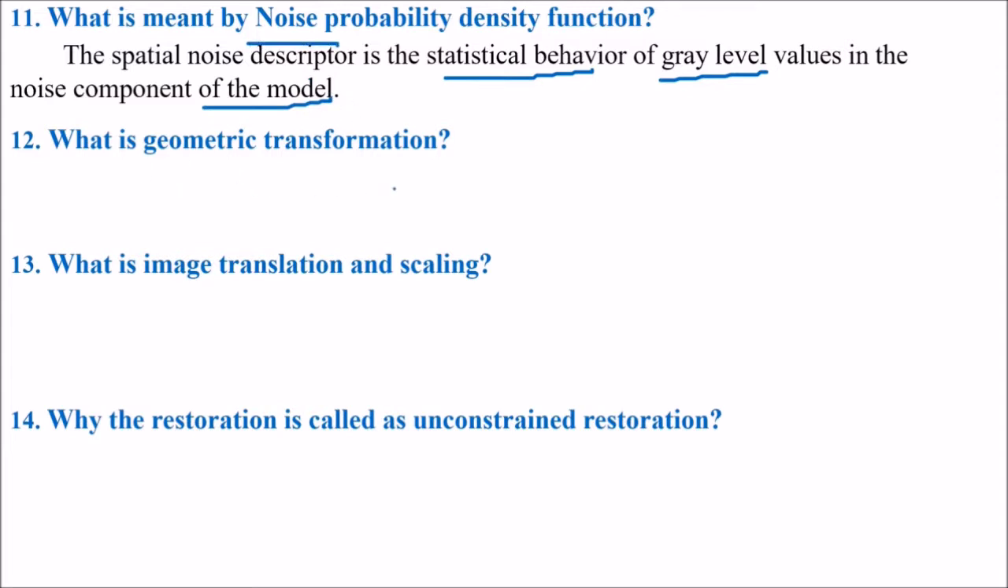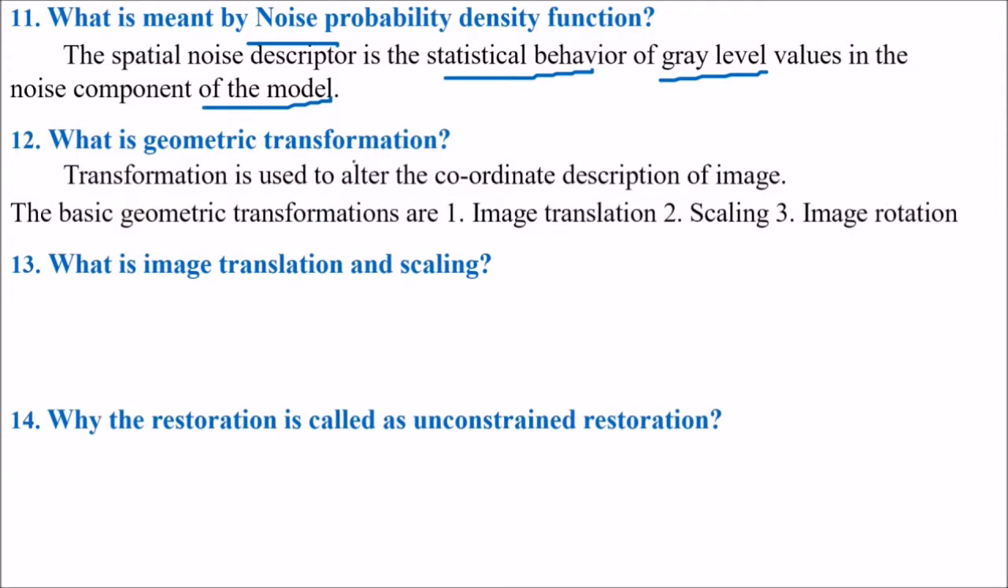What is geometric transformation? Transformation which is used to alter the coordinate description of an image. So we have certain geometric transformations with which we are altering the coordinate description of the image. This is mainly three. In 3D, in computer graphics also, you see this: image translation, scaling and image rotation. So translation, scaling and rotation are the three fundamental geometric transformations.